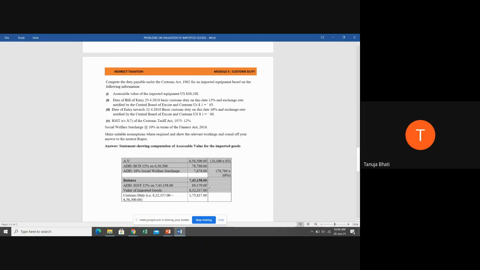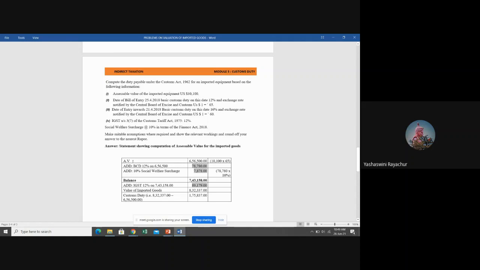It is simple, students. BCD is a tax, so you take this value. Social welfare surcharge also is a tax, so you add this value. IGST is also a tax which is paid by the importer, therefore you consider this value. Is there any other tax paid? No.